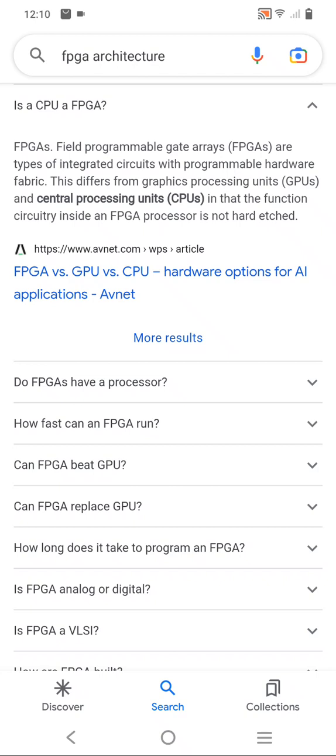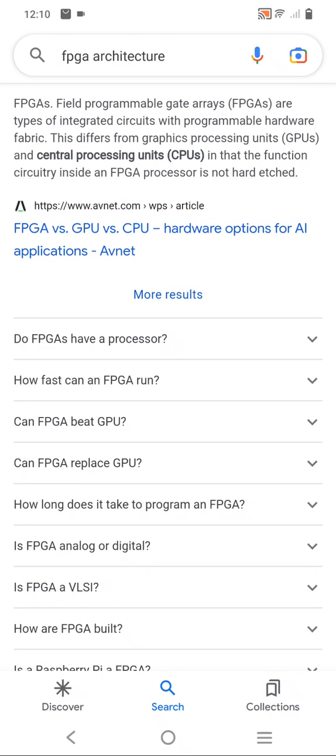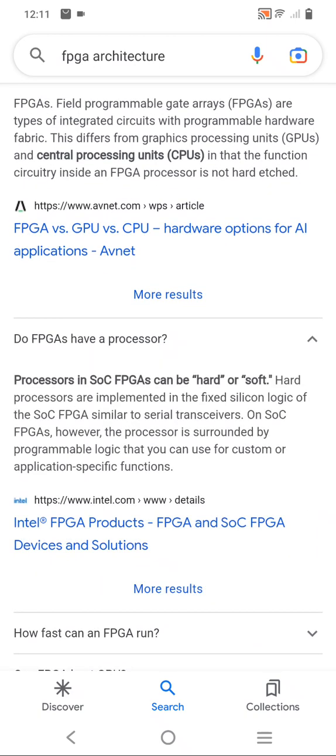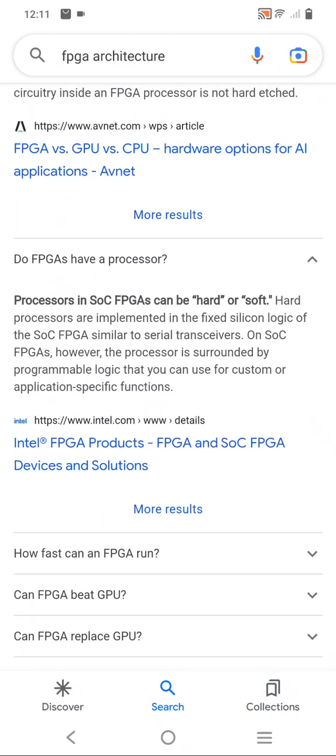For FPGA: do FPGAs have a processor? There is no processor as such. Processors in FPGAs can be hard or soft. A hard processor is implemented in fixed silicon. So there can be two types of FPGAs: one with a hard processor, one with a soft processor. A hard processor is implemented in the fixed silicon logic of the FPGA, similar to the serial transceivers on an SoC.